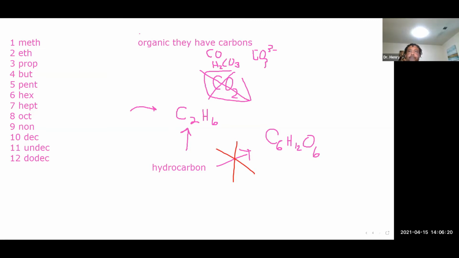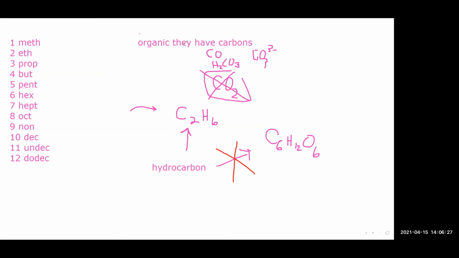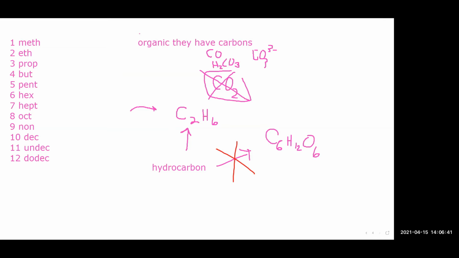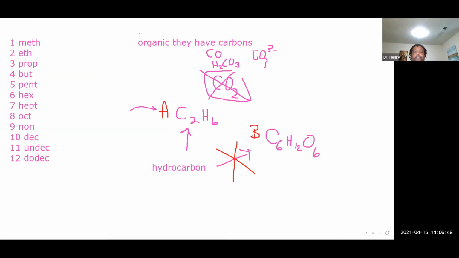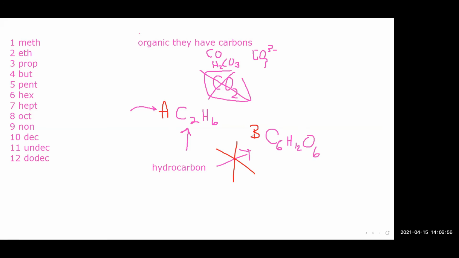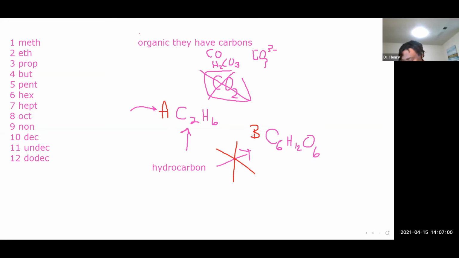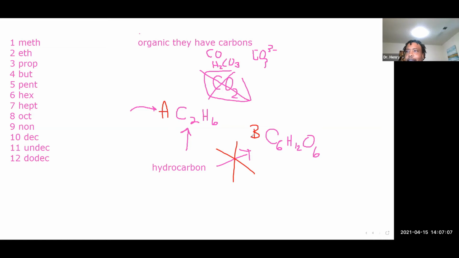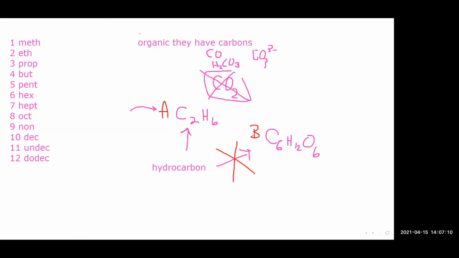Good so far? Okay. Let's go ahead. The term hydrocarbon means it only has carbon and hydrogen in it. So this is A, this is B. Which one is a hydrocarbon, A or B? B. Okay, what was the definition of hydrocarbon again? Carbon and hydrogen only. So which one is a hydrocarbon, A or B? C2H6. A.